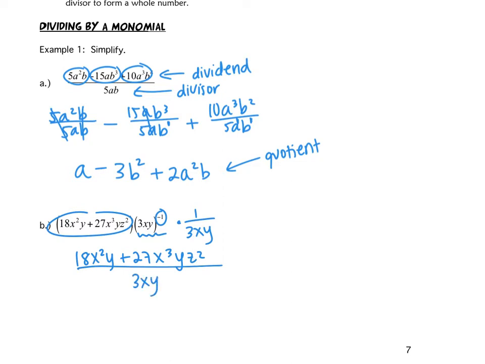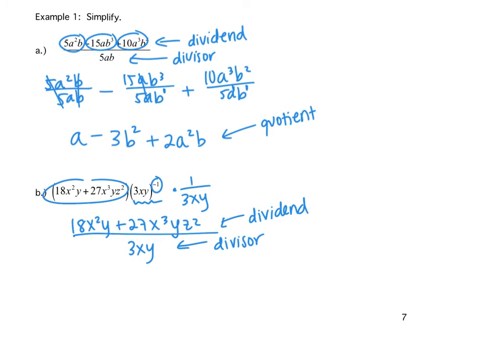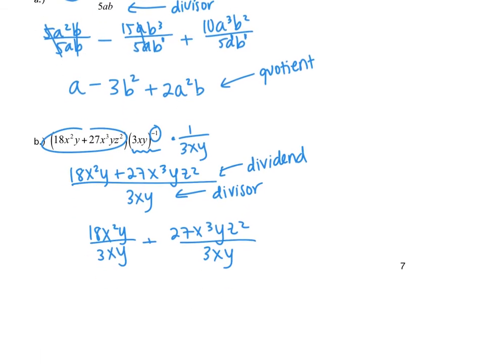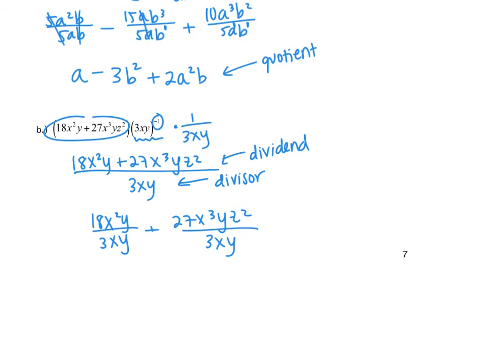Now it looks similar to what we did in part A. Again, what's being divided is called the dividend. What's doing the dividing is called the divisor. So again, we have 2 terms, both of which need to be divided by 3xy. So like we did earlier, we're going to split those 2 terms up. We get 18x squared y over 3xy. Then we get 27x cubed yz squared over 3xy. And now we're going to simplify the 2 fractions separately.